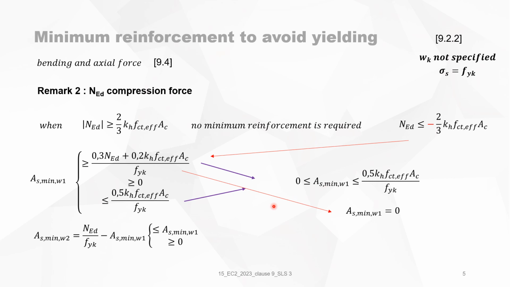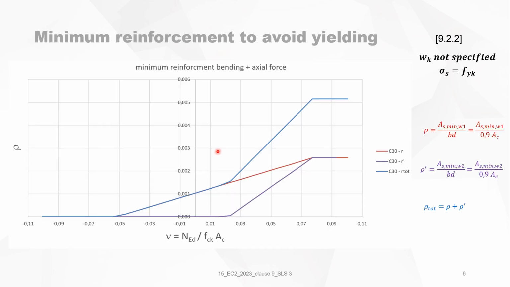So AS min is 0, and it means that AS min W2 is also 0 because it must be smaller than AS min W1 and positive. So both are 0. So as soon as you got a compressive force bigger than this value, in absolute value, then you do not need minimum reinforcement to avoid yielding. We can now play around with the formulation.